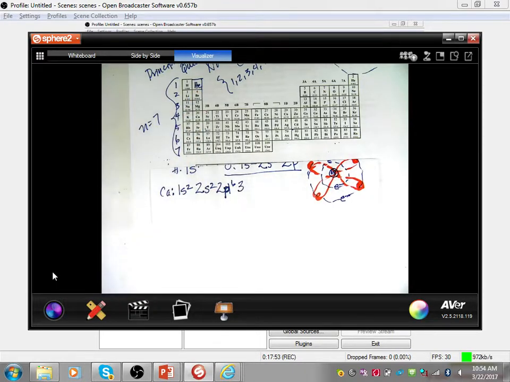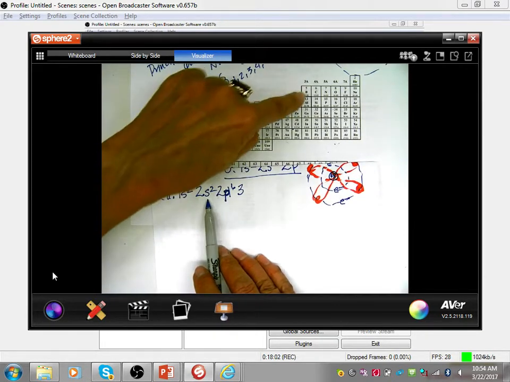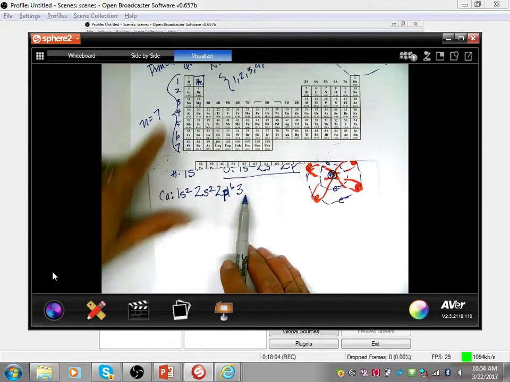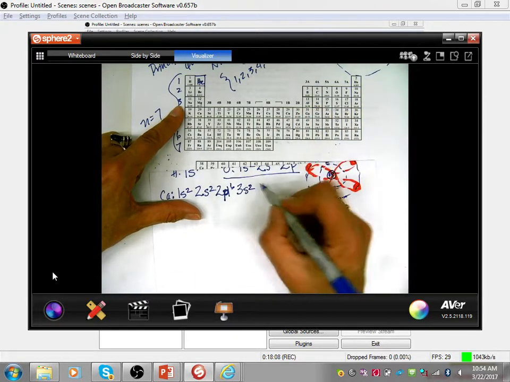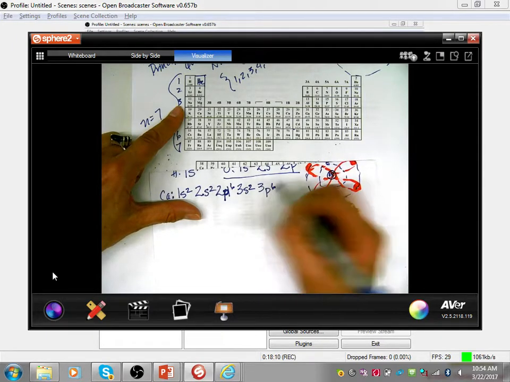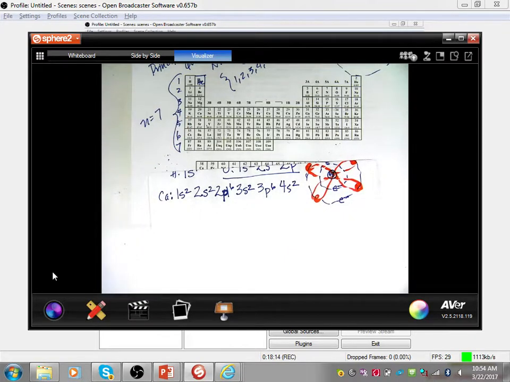Okay? Yes? How did you get the 2s? Well, I'm not done. Let me finish. So we're looking at calcium. We've got 1s2, 2s2, 2p6, 3s2, 3p6, 4s2. So there's the electron configuration for calcium.